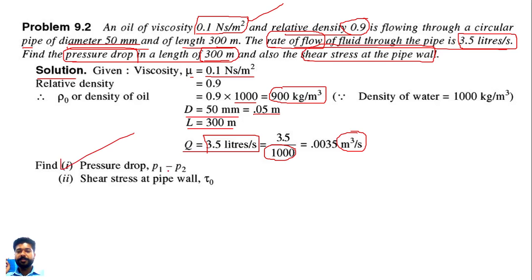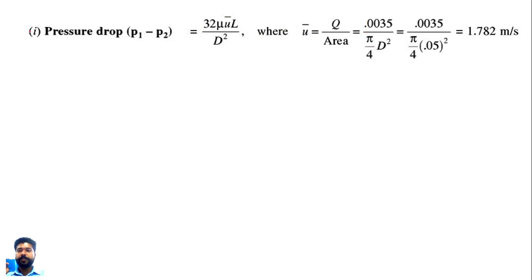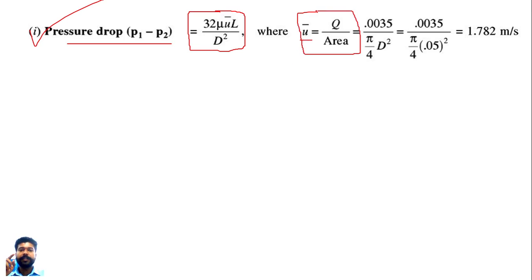First thing, to find P1 minus P2, that is pressure drop. Second thing, to find the shear stress at the pipe wall, at the inside periphery of the pipe wall, that is shear stress tau. Okay, so two unknown parameters we need to find. First of all, let's find the pressure drop, and the value of pressure drop is 32 mu u bar L divided by d square, where u bar is the average velocity, and the equation of u bar is Q divided by A, as we have already discussed in the derivation and also in the previous sum.